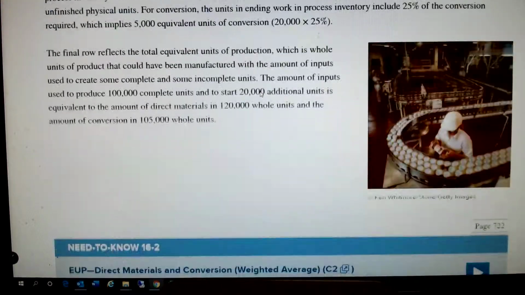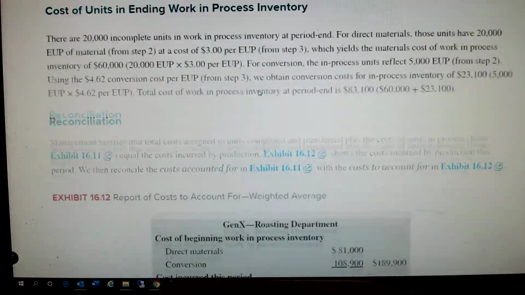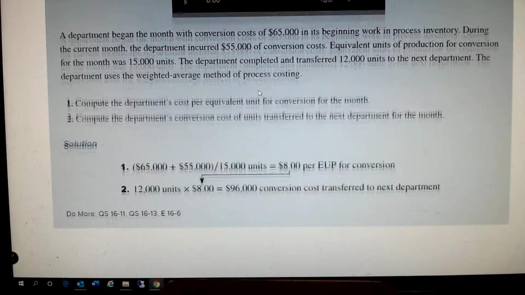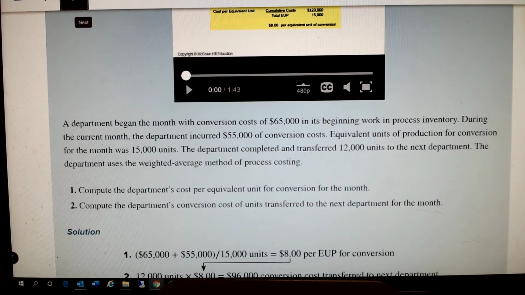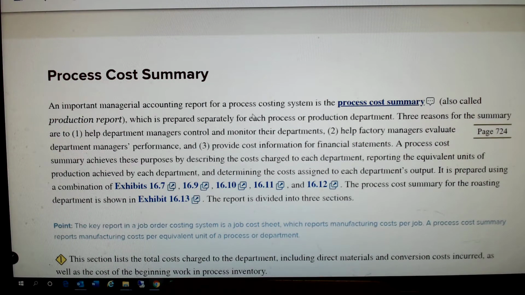And they walk through the explanation here. Watch the videos here. I think they're helpful. They're both visual and audio. I don't think it can hurt to have them both.